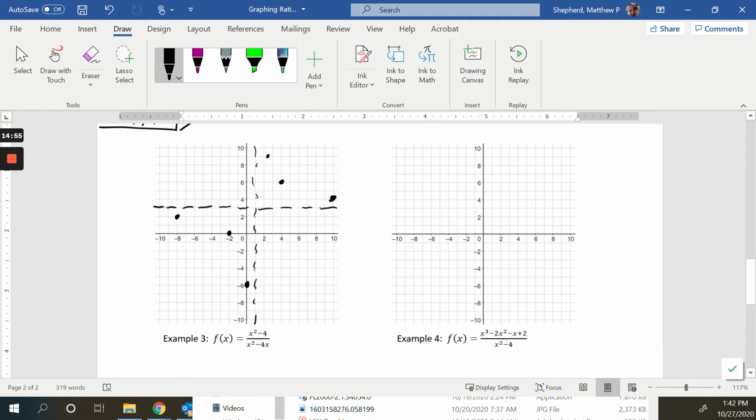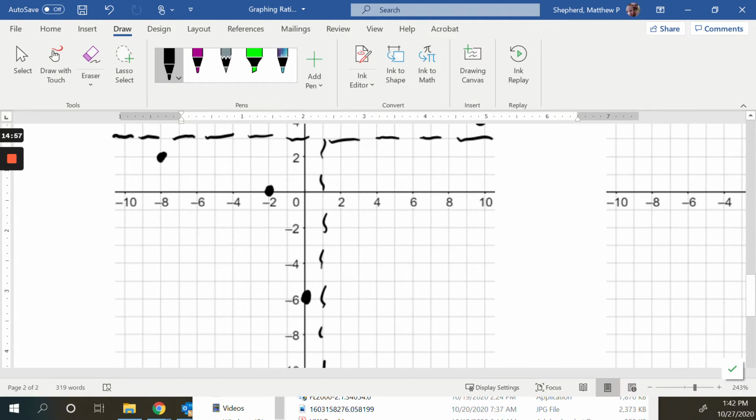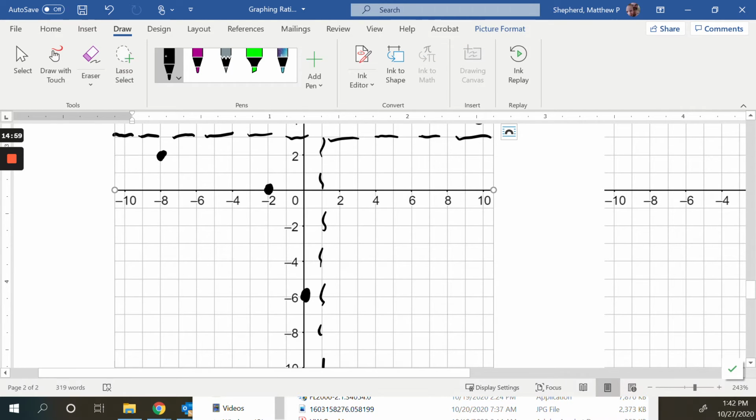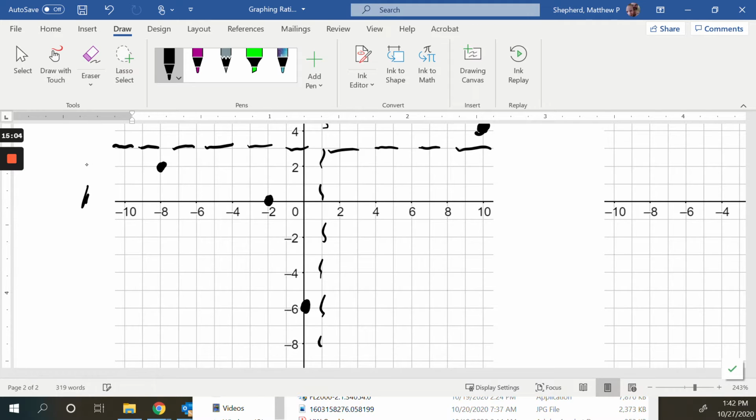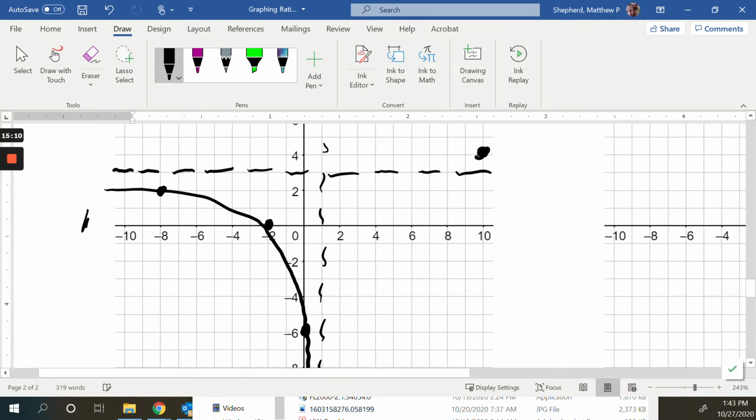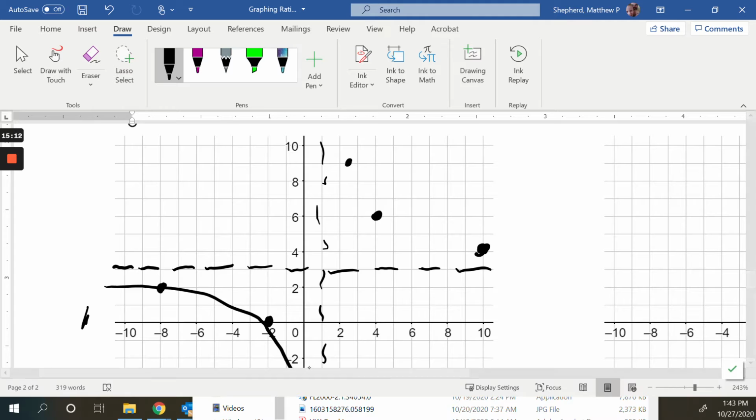And now that I've got my 3 points everywhere, just going to do my best to draw a curve that represents what those are doing. Okay, also draw my arrows on there.